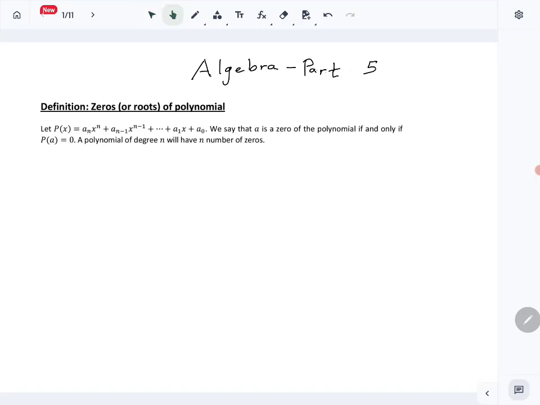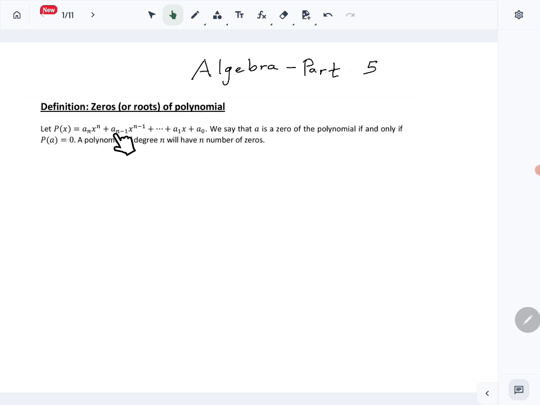So this is the fifth lesson in the algebra series. Today we are going to discuss zeros of a polynomial, then the remainder theorem and the factor theorem. We'll first look at zeros or roots of a polynomial.